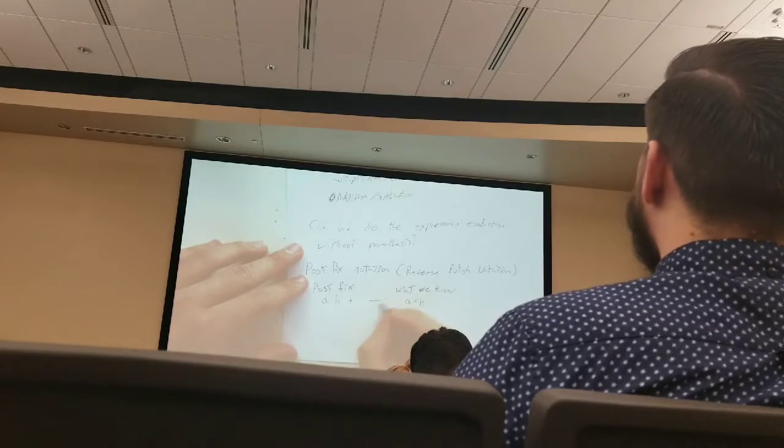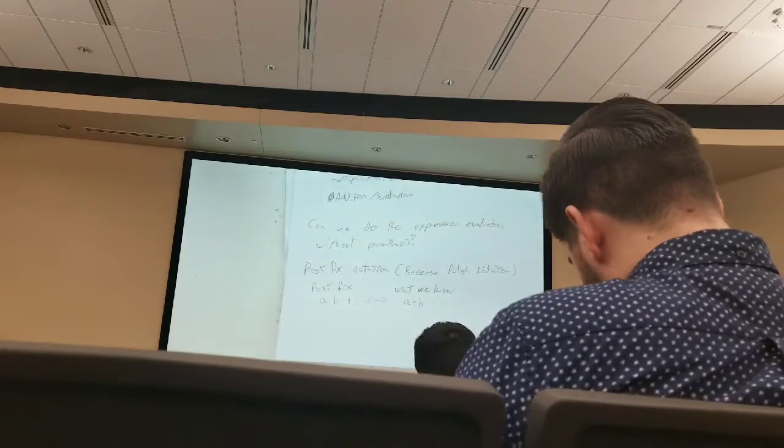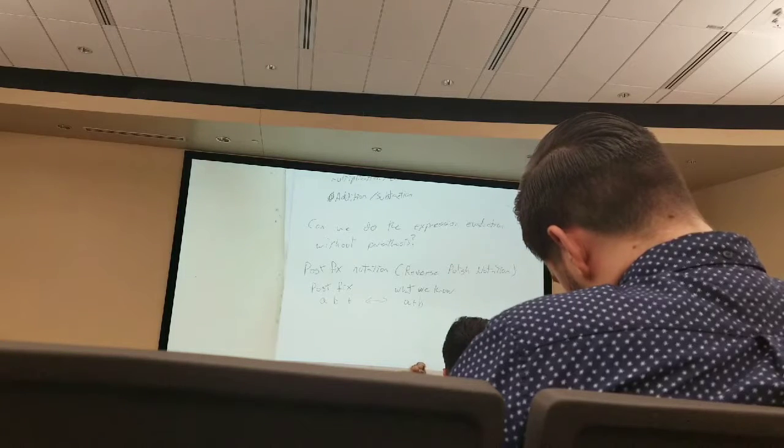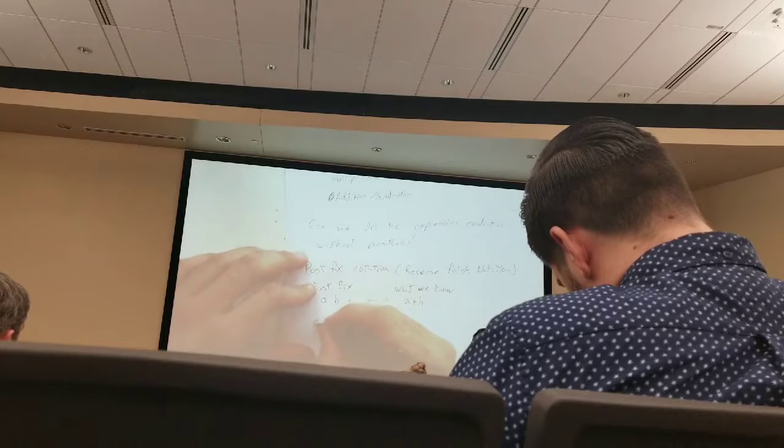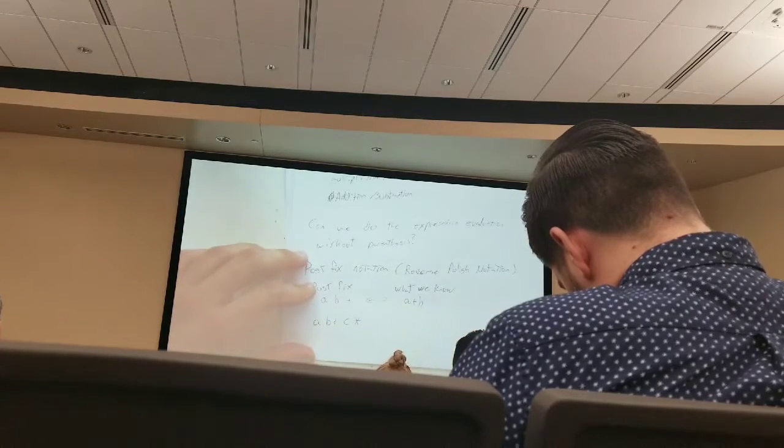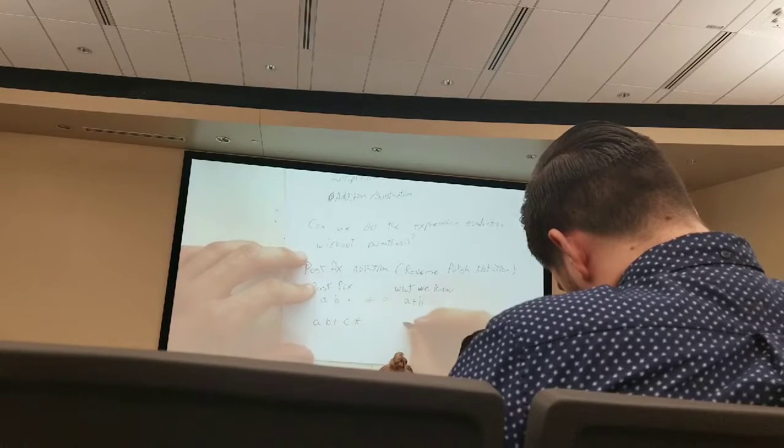So this is how you do a translation. But they can do weird chaining things. So you go ahead and say A plus B, C star. What this would be is we do A plus B first, and then we multiply by C.